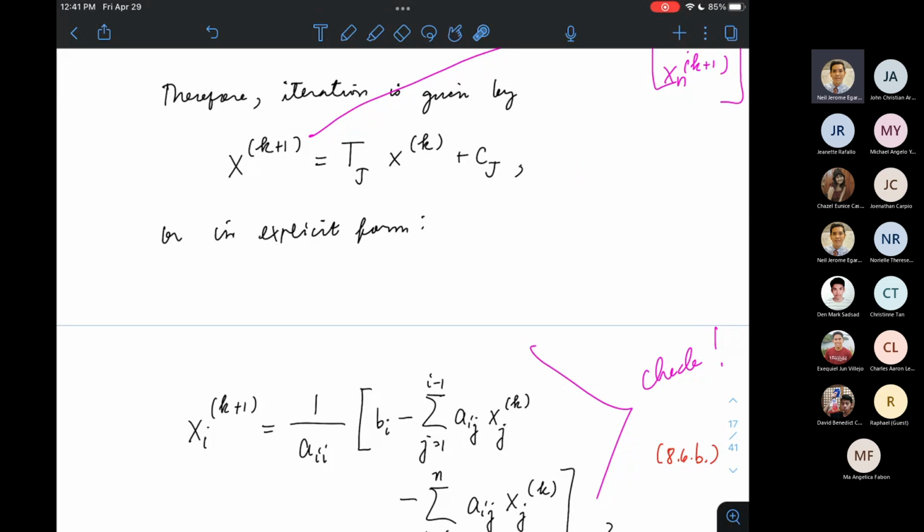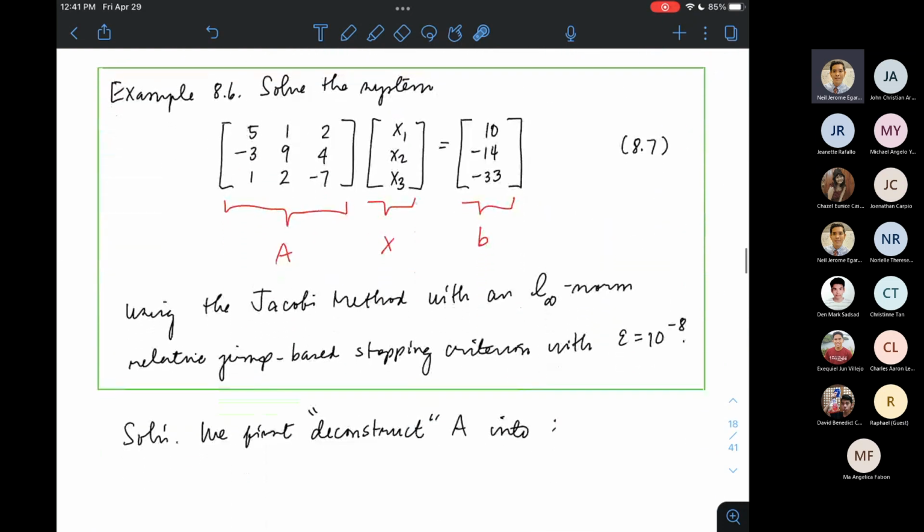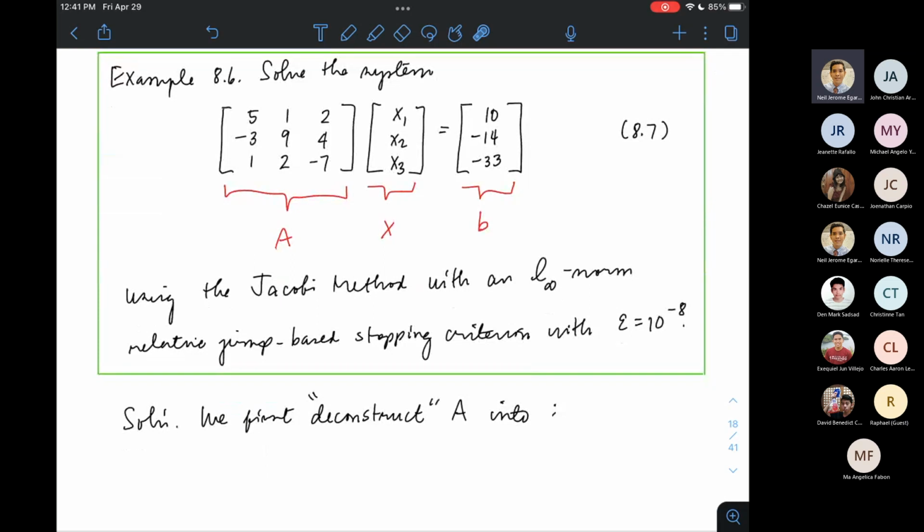Okay? And that's the Jacobi method. So yun lamang yung ibibigay sa atin ng Jacobi method. Now to illustrate this problem, okay? Tingnan natin yung example 8.6. Meron ako ditong isang 3x3 matrix given sa equation 8.7. Tapos, i-implement natin yung Jacobi method with the L infinity norm.